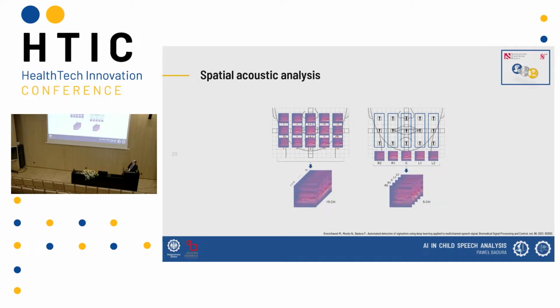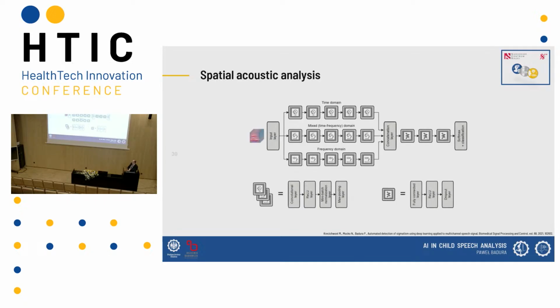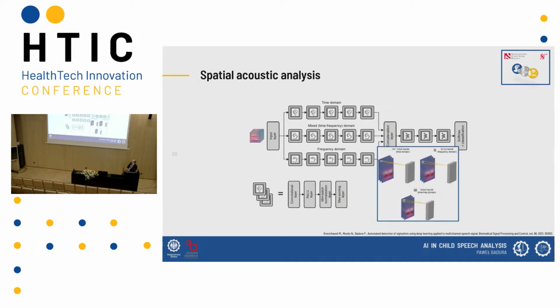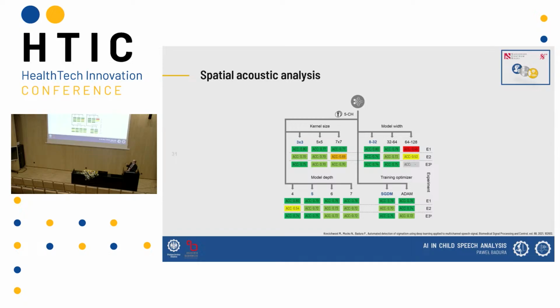But in this study, it turned out that taking such a model, a multi-branch model that used convolutional layers dedicated for time domain, for frequency domain, and also some mixed ones, so you analyze the data differently and then concatenate it and use some fully connected layer structure, he was able to prove that the 5-channel architecture provided the most robust data. The best data too.